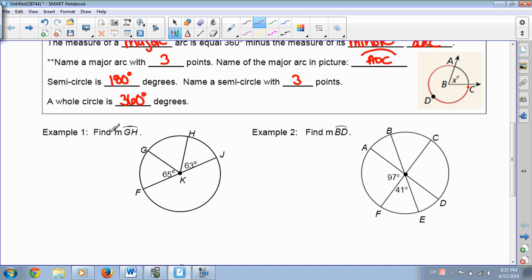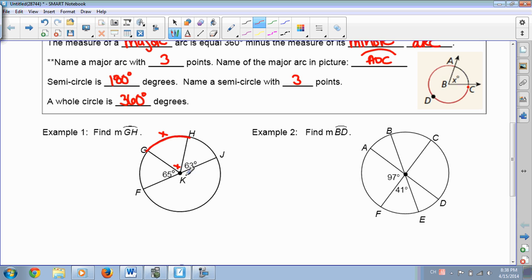Example 1, find the measure of arc GH. Okay, well, where is arc GH? Well, here's G, here's H. Okay, remember that this arc right here, whatever it is, is the exact same degree as its central angle. So whatever this angle here is is also the same as its arc.